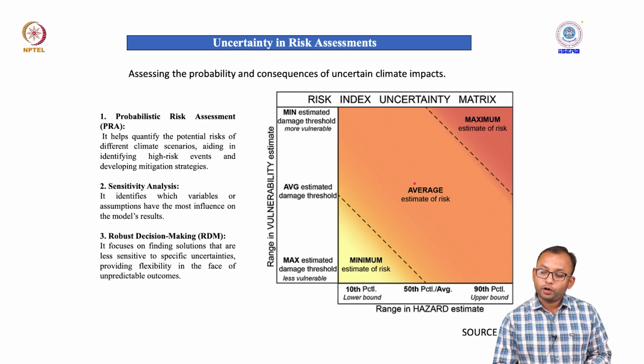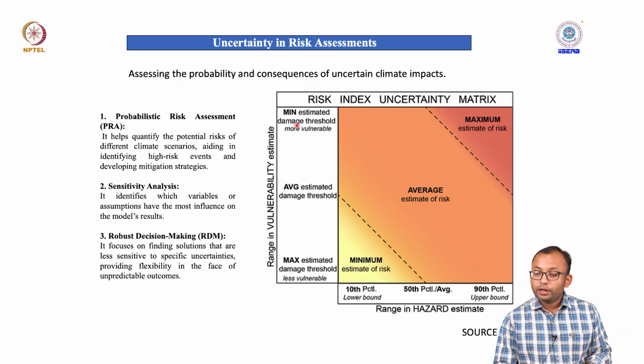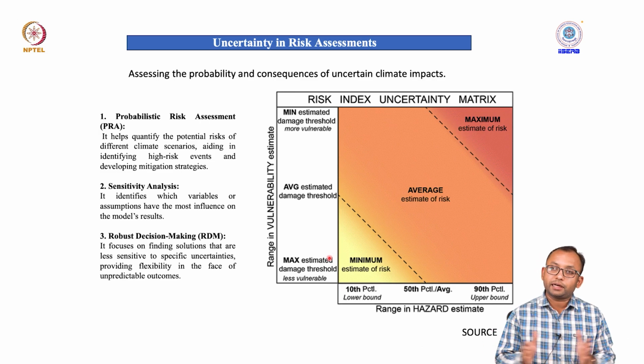For example, in this particular region, we can say that there is a maximum estimated risk, because it's an upper bound where the values are very high compared to the average values, and where the minimum estimated damage threshold means the system is more vulnerable to a particular hazard level, and therefore it might create more significant damage when we are comparing. So we have to know about the uncertainty as well as your system vulnerability levels, so that we can have a better understanding of the risk associated with different climatic extremes on a particular system.